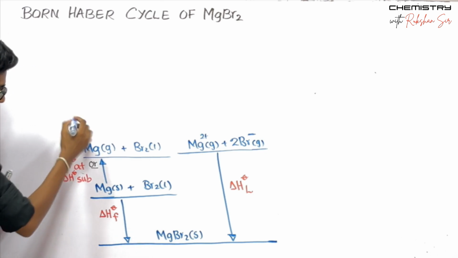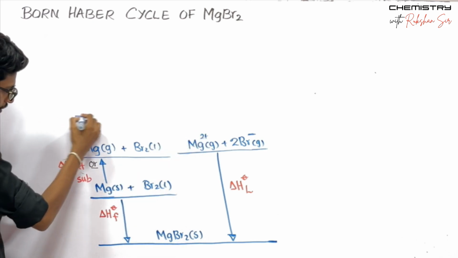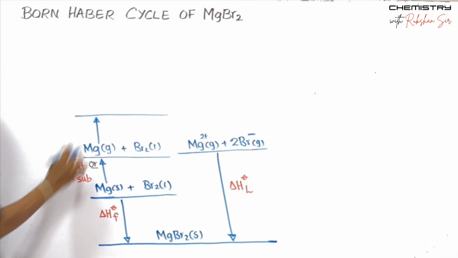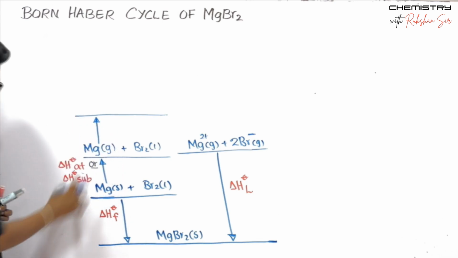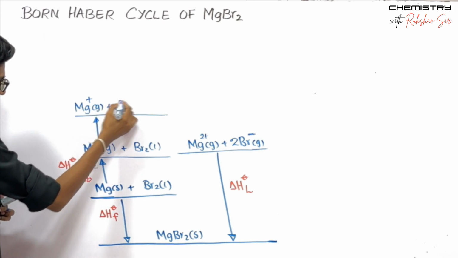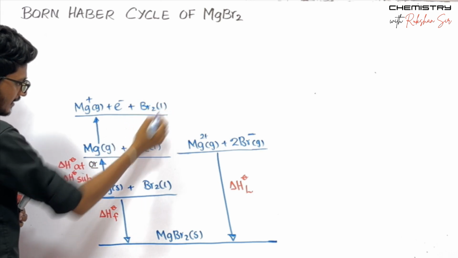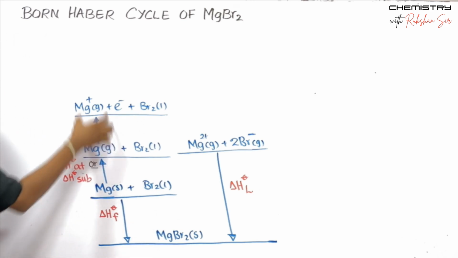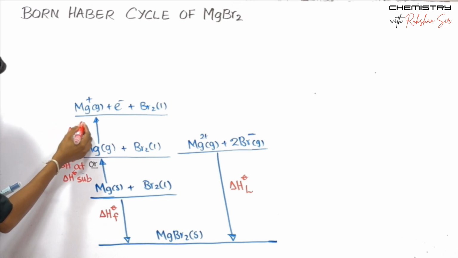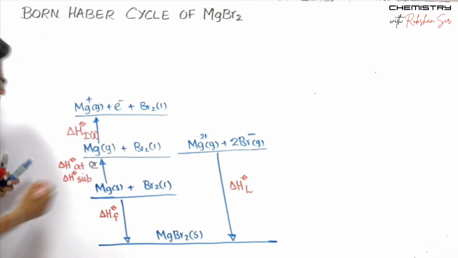Then we need to convert this into the +2 gaseous form. But first of all, you need to come up with the +1 gaseous form. That can be done with the use of the first ionization enthalpy, which will produce the Mg+ gas and an electron. So this change can be done with the first ionization, delta H naught I1. One can say IE1, no worries.